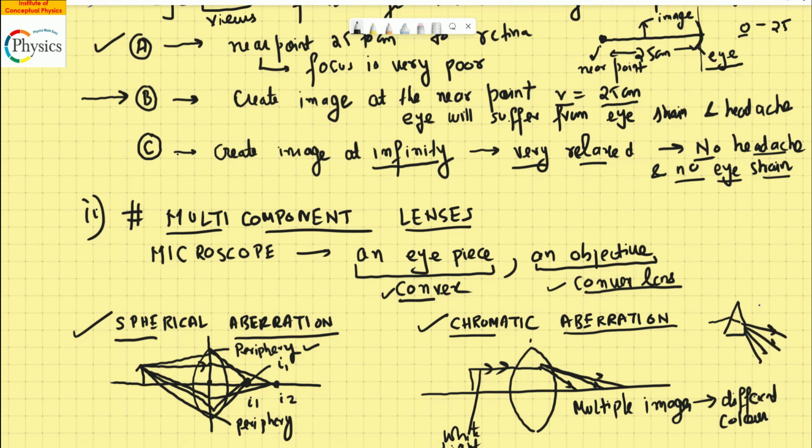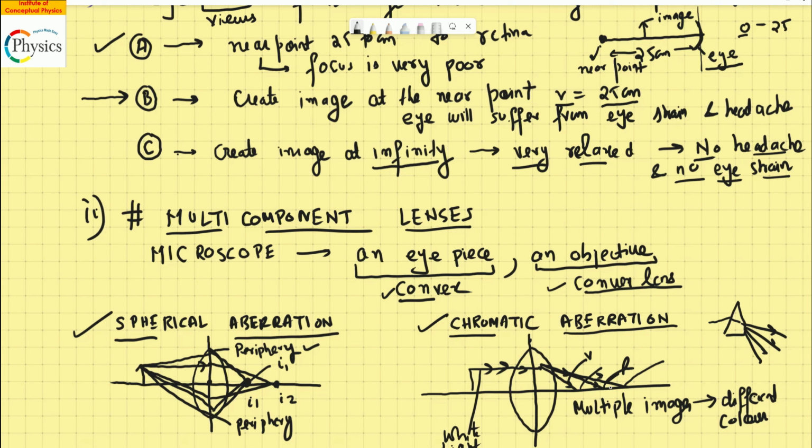Similarly, something like this happens: this may be red, this may be violet, and this may be indigo, etc. So light splits into multiple parts. Chromatic aberration is when you see multiple images, image number 1, 2, 3, of different colors, created because of the refraction or dispersion of white light. The white light is getting split into multiple colors. I hope this is making sense.